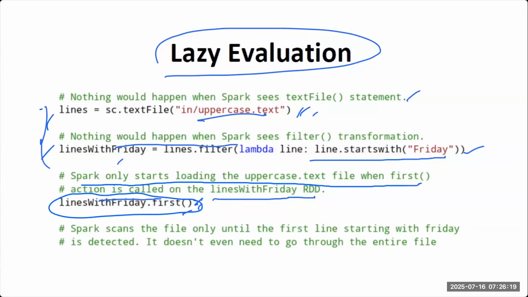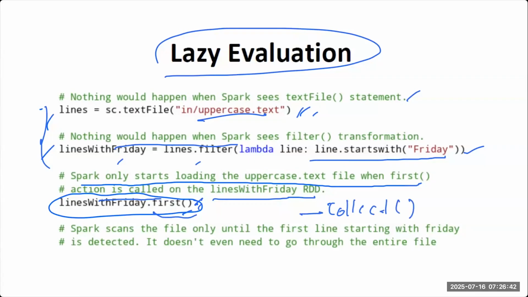Is action like filtration only, right? No, no, no. Filter is a transformation. Action is first. First will give you the first record. There is one more, collect. Collect will give you all the records. It will collect the result of all the transformations.